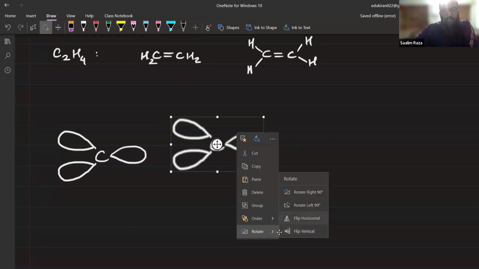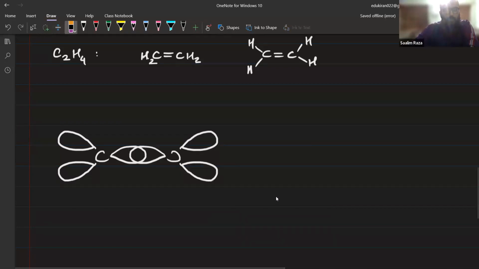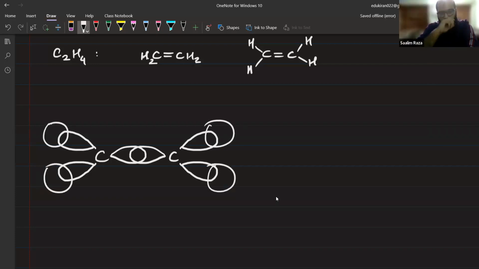And then you will have another carbon atom like this. So they will be bonded through the sp2 hybridized orbital. And these will be with the hydrogen atoms like this. Now, this is all sigma bond. This is also sigma. This is also sigma bond. This is also sigma bond, and this is also sigma bond.